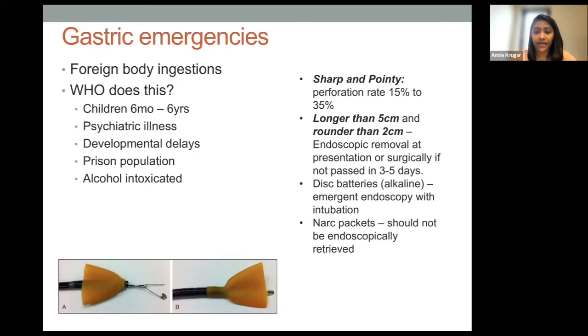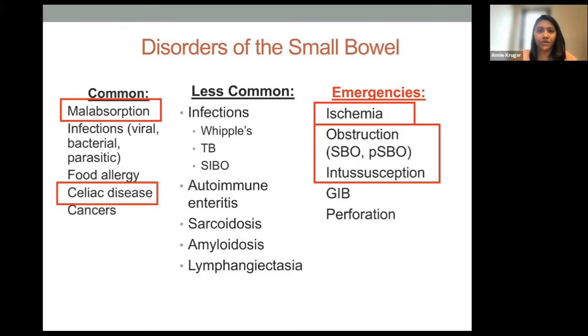intubation. And again, if you have any kind of drug mules that come in having had recent narcotic packets or anything like that, that should not be retrieved endoscopically. Those have to be done surgically. And I've had a couple of those in these instances. All right, so now we can move on to the small bowel.